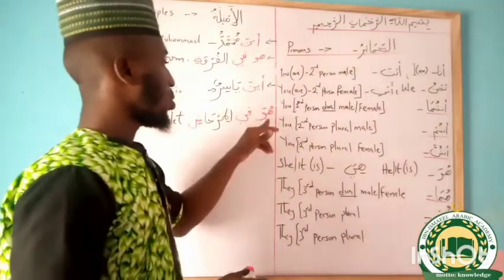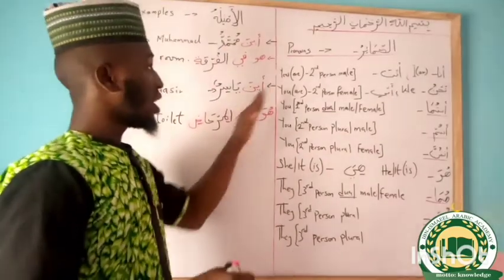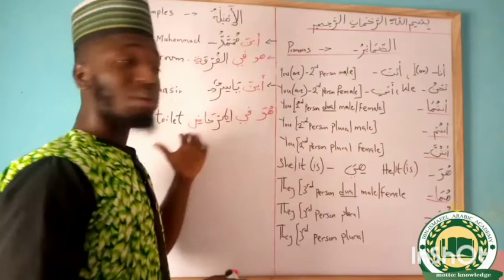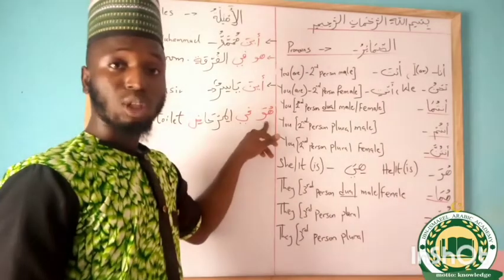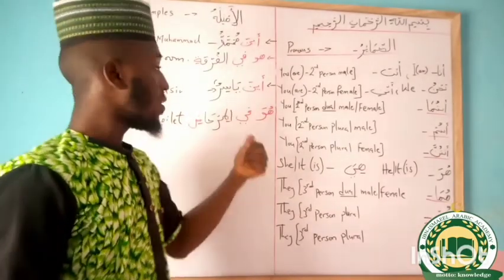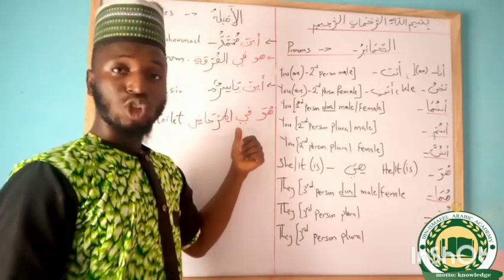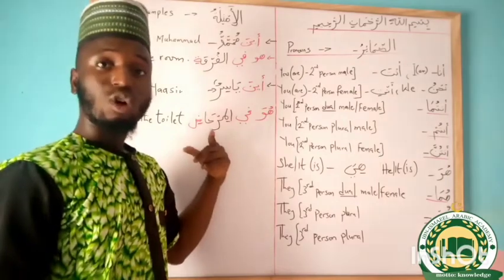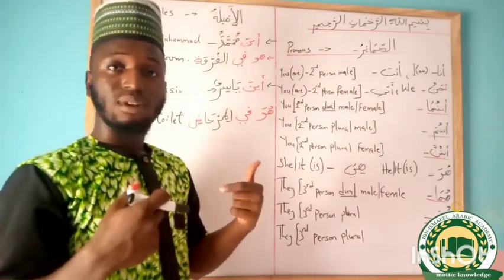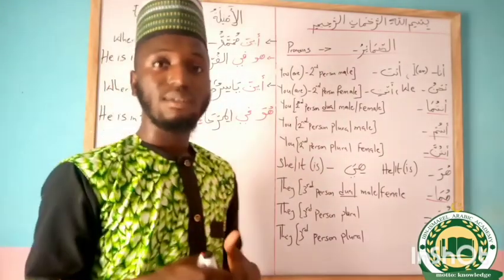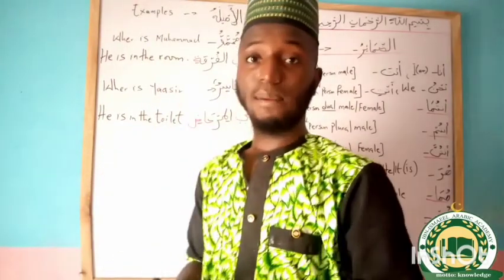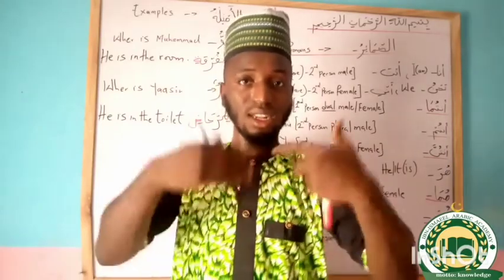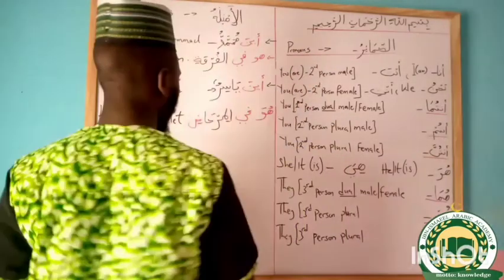Now look at it. I said هو في المرحاض. أين ياسر؟ Where is Yasir? هو في المرحاض. This one is a pronoun representing Yasir. Fi is a preposition. In al-mirhad, this one takes kasra because it's a genitive noun. Aina, let's ask ourselves, where is the book? Now it will be what?